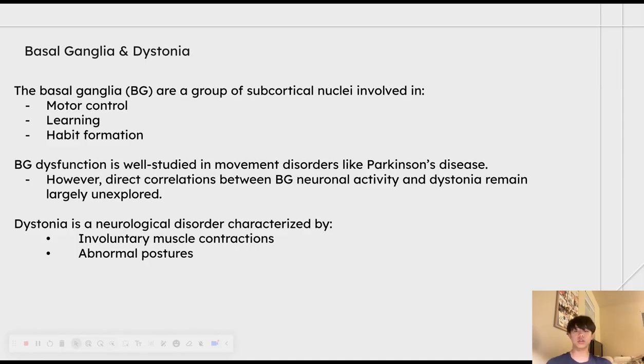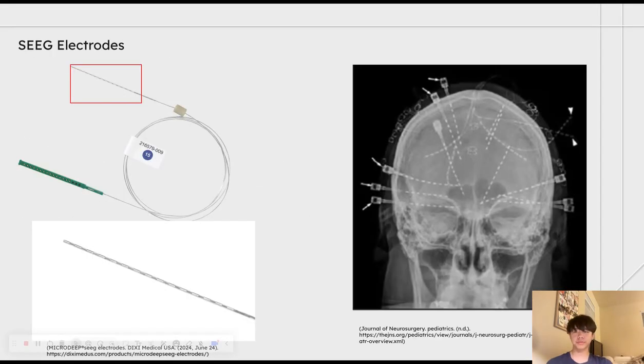Dystonia is a neurological disorder that is characterized, similarly in some ways to Parkinson's disease, by involuntary muscle contractions and abnormal postures. Currently, in Dr. Sanger's lab, in collaboration with the Children's Hospital of Orange County, my research focuses on investigating basal ganglia neuronal activity in pediatric dystonia patients undergoing deep brain stimulation surgery.